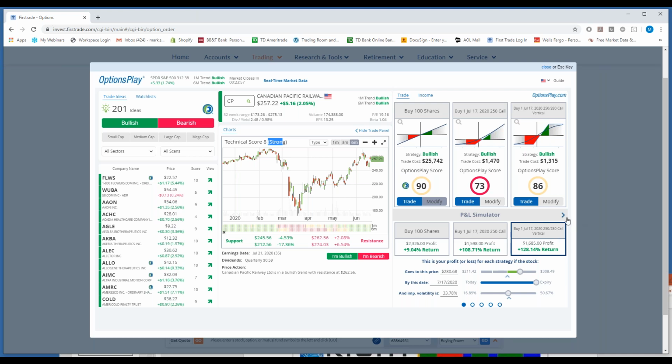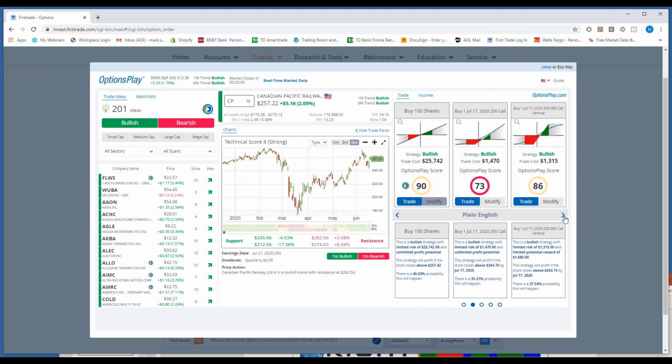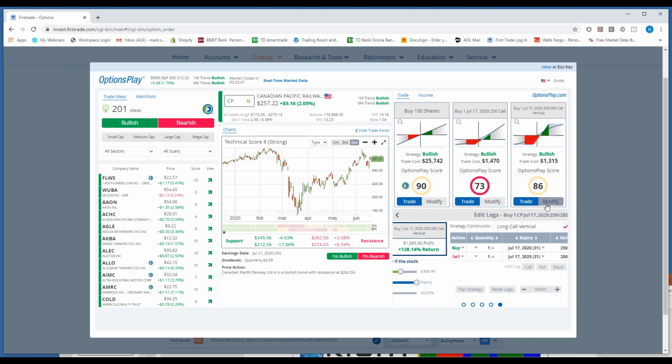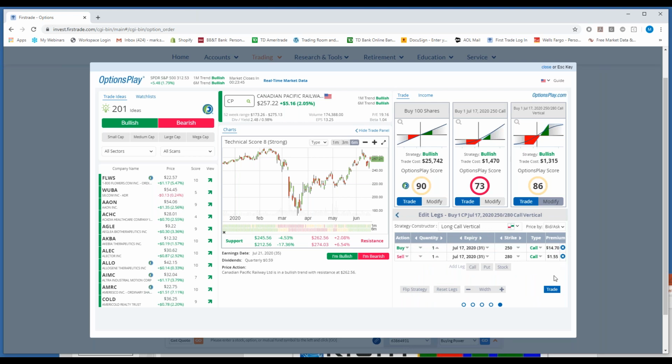Now we could push the time out. Whoops, went the wrong way here. Let me go to the trade, and we can push the time out here to September. Now the score gets lousier. So actually the short term is the better. So I wouldn't take a calendar on CP.